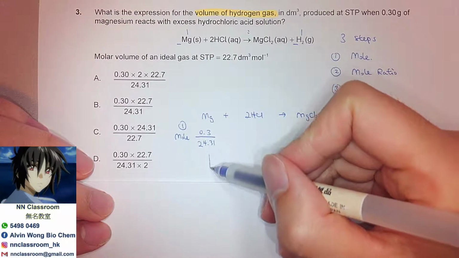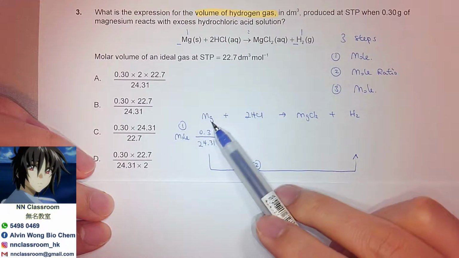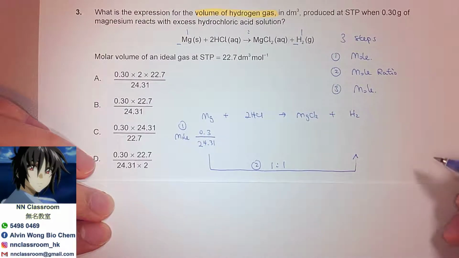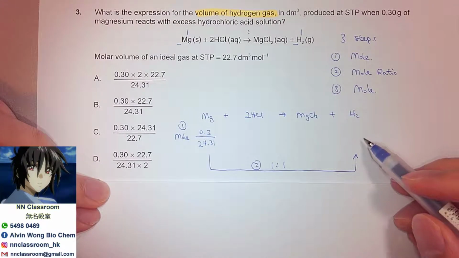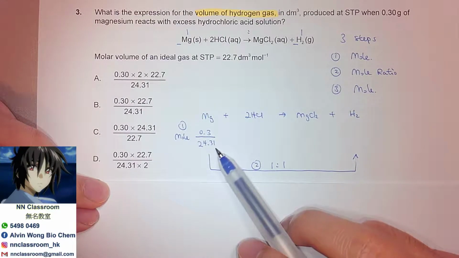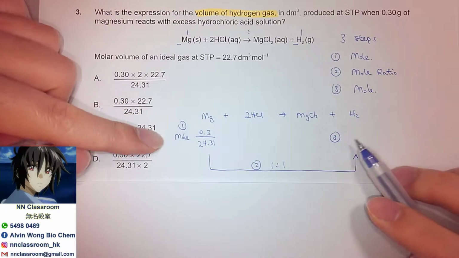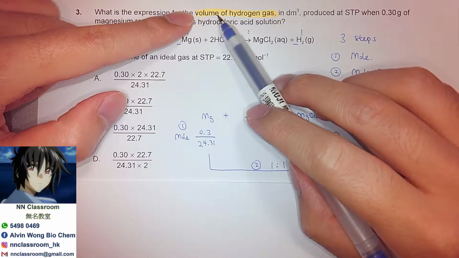The next step, what's the next step again? The mole bridge, right? So the mole bridge here says magnesium and hydrogen gas, which is our target, are in a 1-to-1 ratio. So that means we also have the same moles, the same moles being 0.3 over 24.31, right? As the moles. So finally, the third point is we get the moles, but are we wanting to find just the moles? No, we want the volume, right?